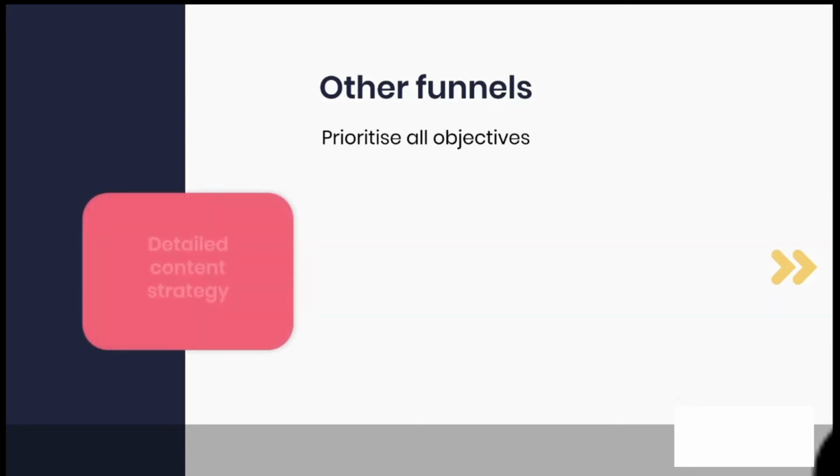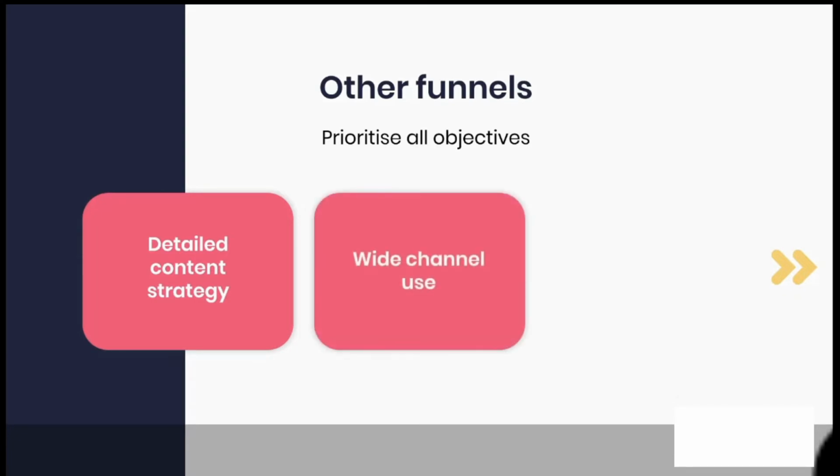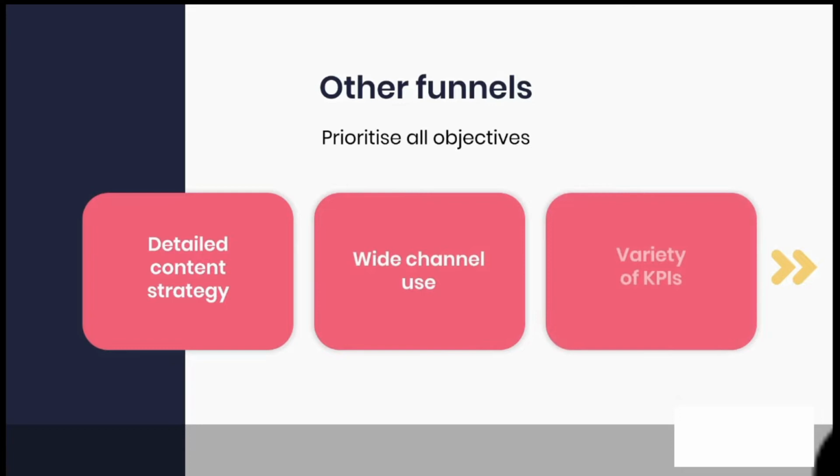So there is generally a detailed content strategy because that is generally what is required when you're trying to target people in the upper funnel phases. They're looking for information, so you need to be able to provide that information. Then there is generally a wide channel use, both organic and paid, just because you're trying to reach people in all these different phases. And then there would be a variety of KPIs and metrics depending on the phase.